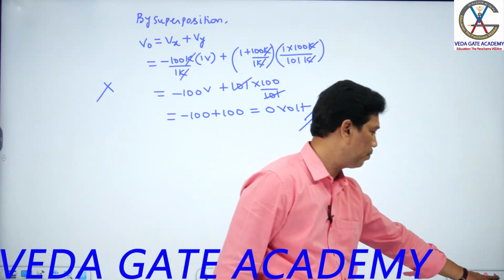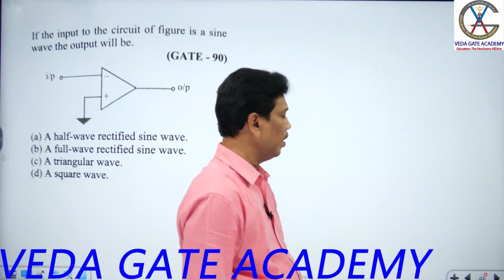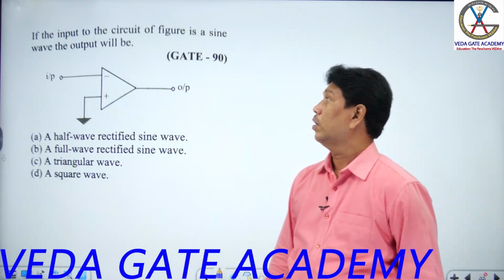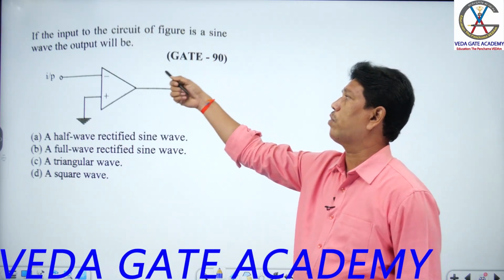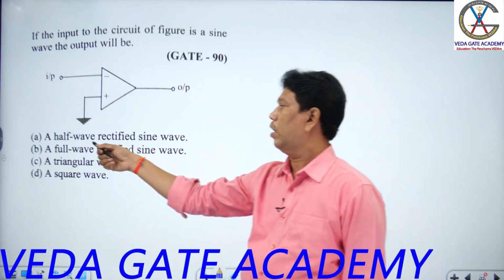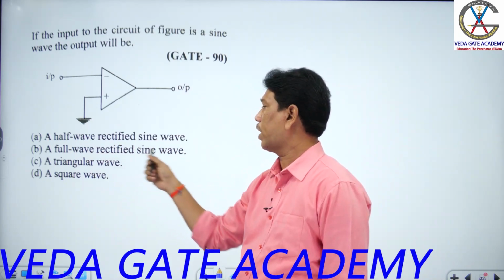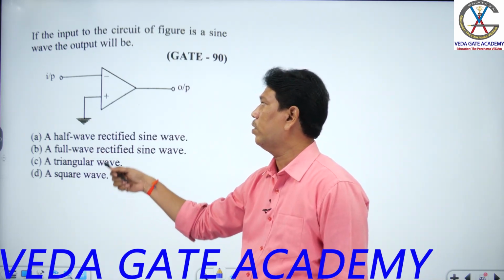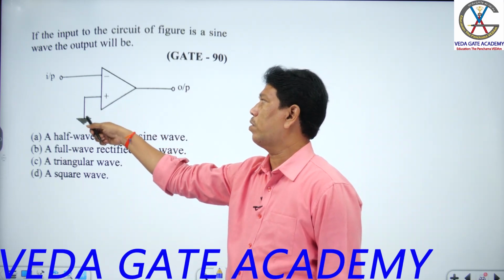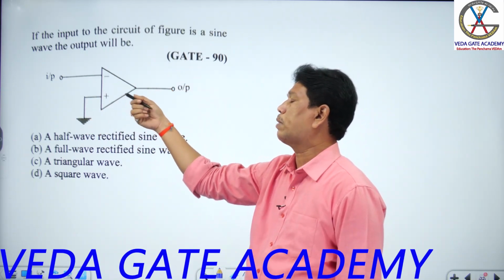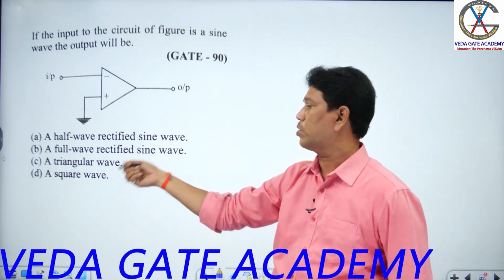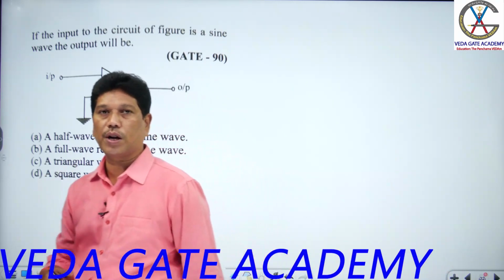Check this out. If the input to the circuit of the figure is a sine wave, the output will be: half rectified sine wave, full rectified sine wave, triangular wave, or square wave. The non-inverting input is grounded, input is applied as a sinusoidal signal. This is nothing but a zero crossing detector, that gives a square wave.